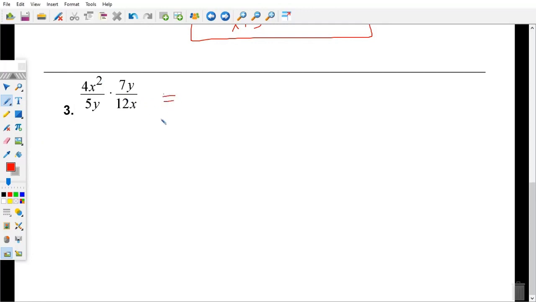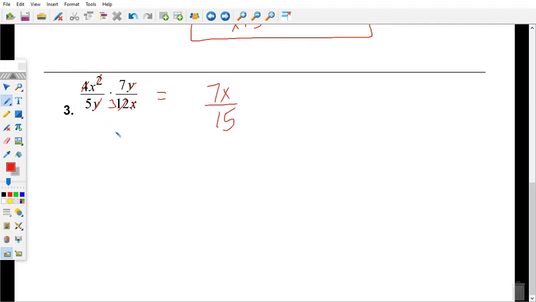Wait, but how would you reduce it? Oh, I will gladly show you. I would go ahead and get rid of the 4 and turn 12 into a 3. I would go ahead and get rid of an X, and I would go ahead and get rid of my Y's, because there's 2 of them and I only had 1. And I'm left with 7X over 15.